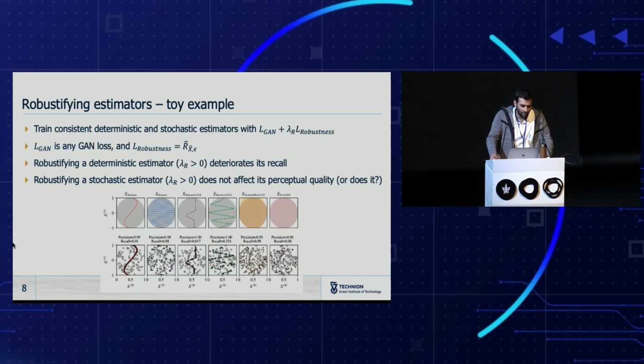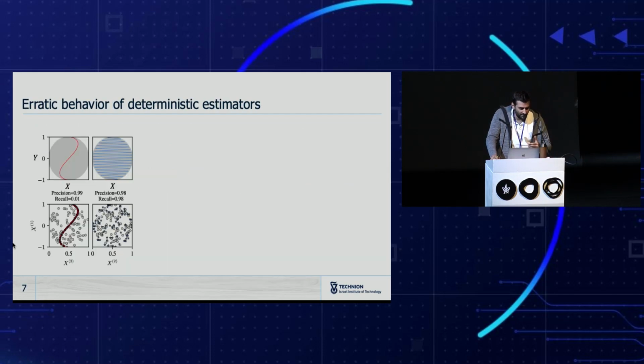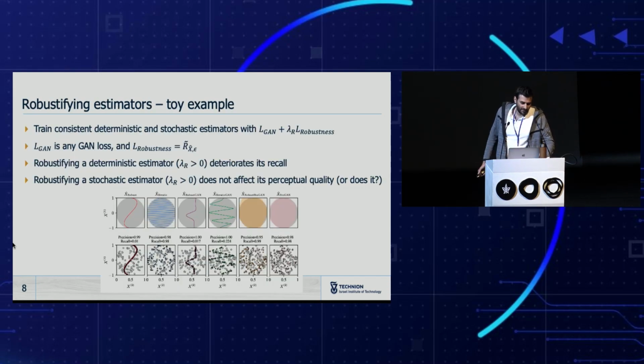So by the way, it's highly undesirable to get this because your estimation is really, really unstable. Think, for example, about medical reconstruction and stuff like that. Also, you can see where the adversarial attacks come from. If you change a little bit of Y, you are likely to get a very, very big change in the output in X. Okay? So the immediate remedy is simply adding a robustness penalty to the training objective.